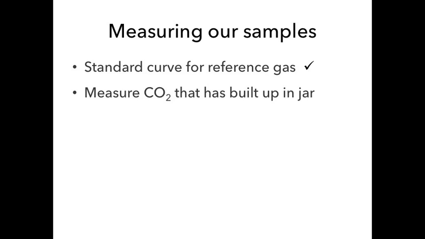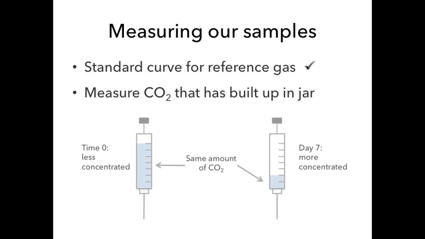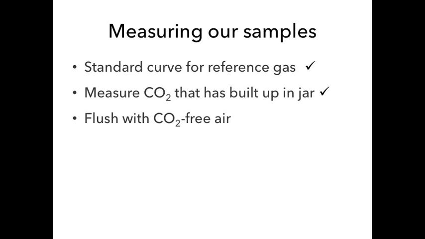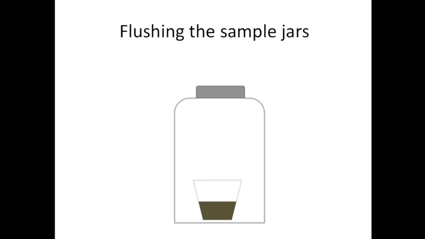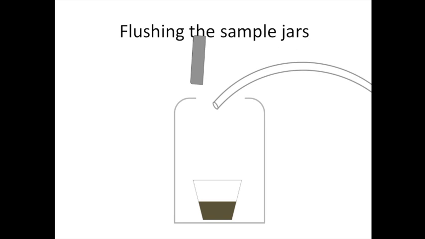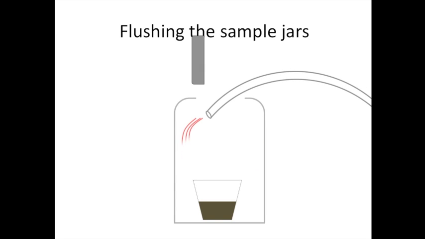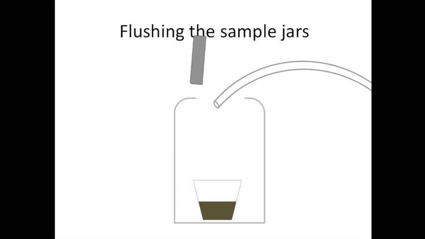Next, we measure the samples using the same procedure we saw before. We saw the time zero measurement, and a sample measurement is essentially the same. The only difference is that we expect to have more CO2 in the jars than we did before, so we will inject less gas in order to stay within the range of our standard curve. We have also seen how to flush our jars, and we will repeat those same steps, inserting a tube and blowing CO2-free air into the jars for 10 seconds before recapping.